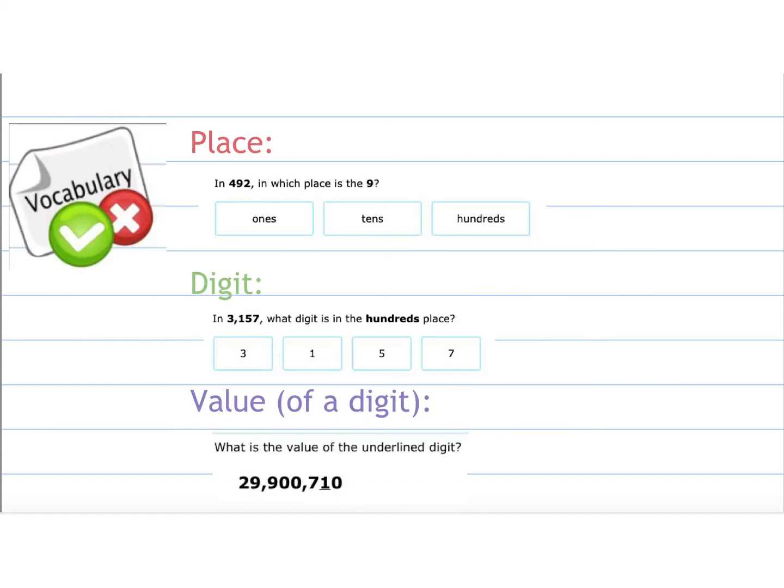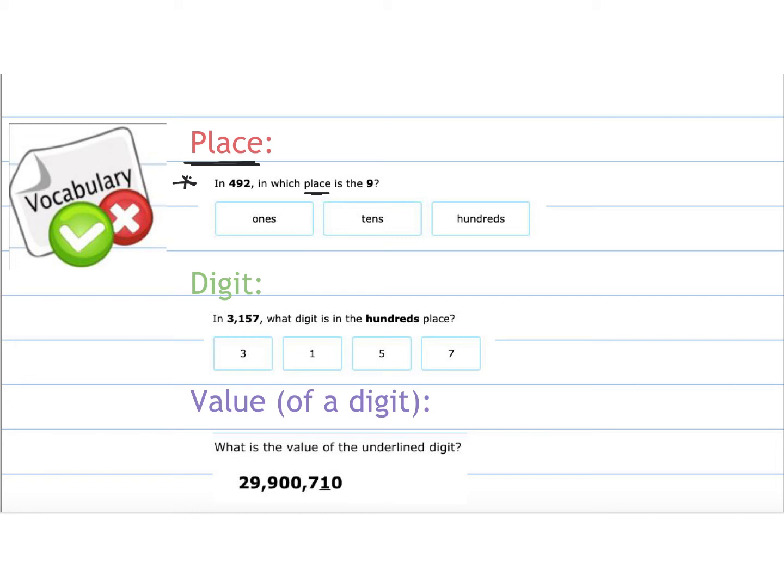All right, I would like you to write these 3 words down. So let's start with writing the word place, and then write this example. Write in 492, in which place is the 9? So the place is where it is located and what we would call it.